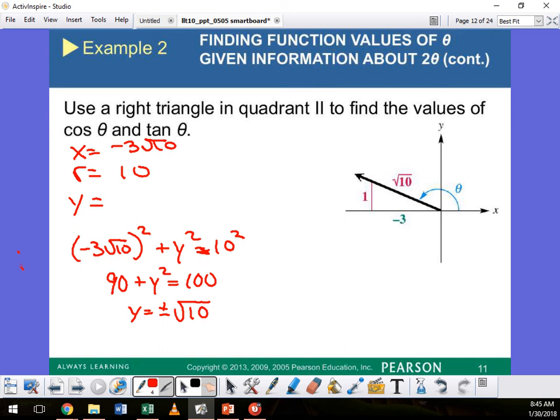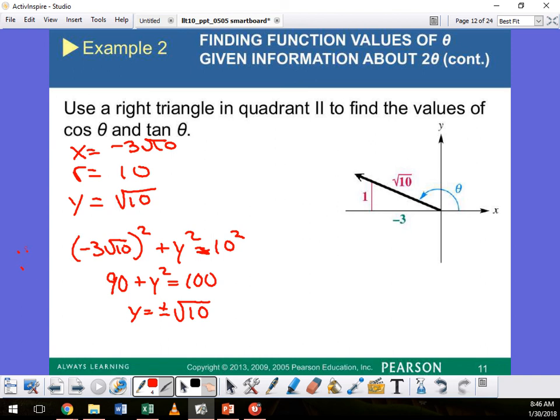Now, at this current moment right now, I need to look at it and say, I'm solving for y, but it said theta was where? Quadrant 2, right? It was between 90 and 180. Yes, very good. Between 90 and 180, so that puts me in quadrant 2. And in quadrant 2, the y values are positive. So this has to be a positive, positive rad 10.